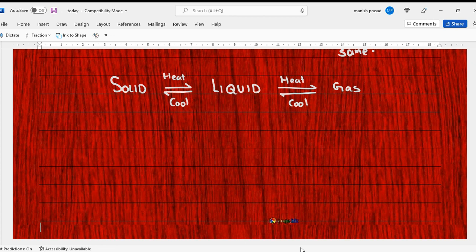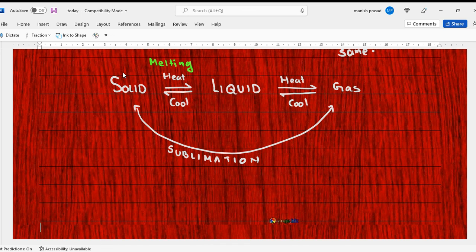But then there is one kind of substance which directly changes from a solid to a gas or gas to a solid. These types of substances are undergoing the process of sublimation. Now, what is the name of the process from solid to liquid? When a substance is changing from solid to liquid, what is that process known as? Melting. Yes, it is known as melting. And liquid to gas? Boiling. Yes, boiling.